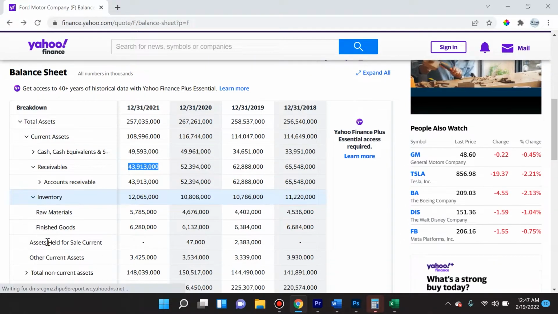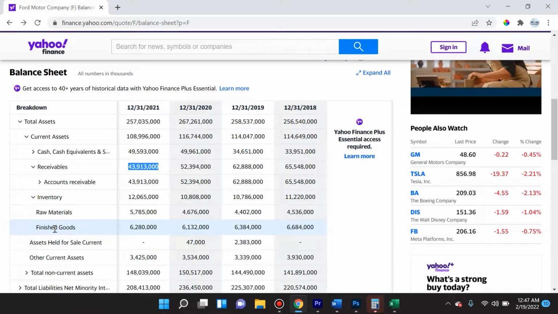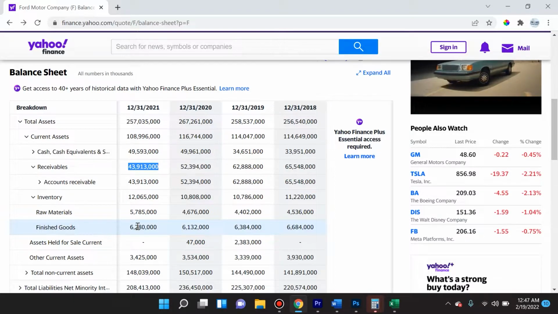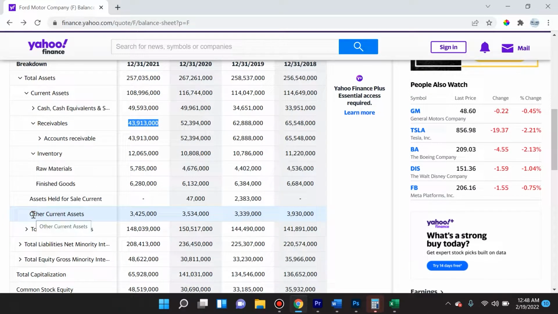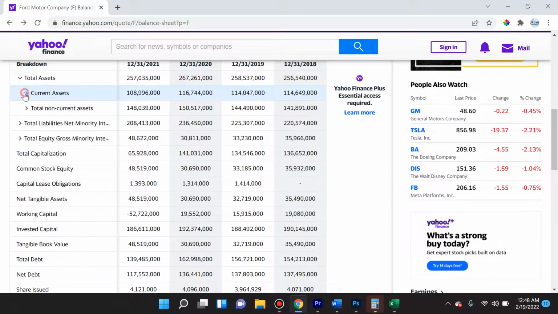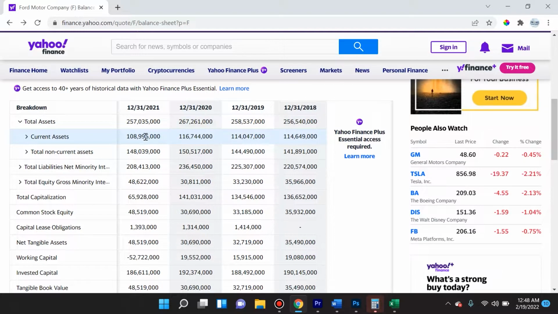Now, inventory is split up into two sections here. There's finished goods, which is probably a lot of the cars, and then there's raw materials that are used for building out the vehicles. And then the last category is other current assets, and that amounts to $3,425 million. And if we take all of these things under current assets and tally them up, it will equal $108,996 million. And if we take current assets and add total non-current assets, this is when we will get the total assets figure, which is $257,035 million.